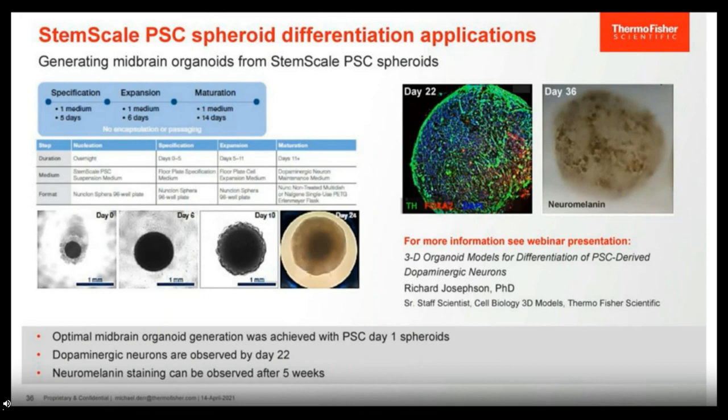A few more details about this. The dopaminergic neurons can be observed in these organoids by day 22, so after about 3 weeks. You can also see the neuromelanin staining on the right, which is observed after 5 weeks. Richard goes into how we optimized this to get this expression, which is quite early compared to other examples of organoid protocols.